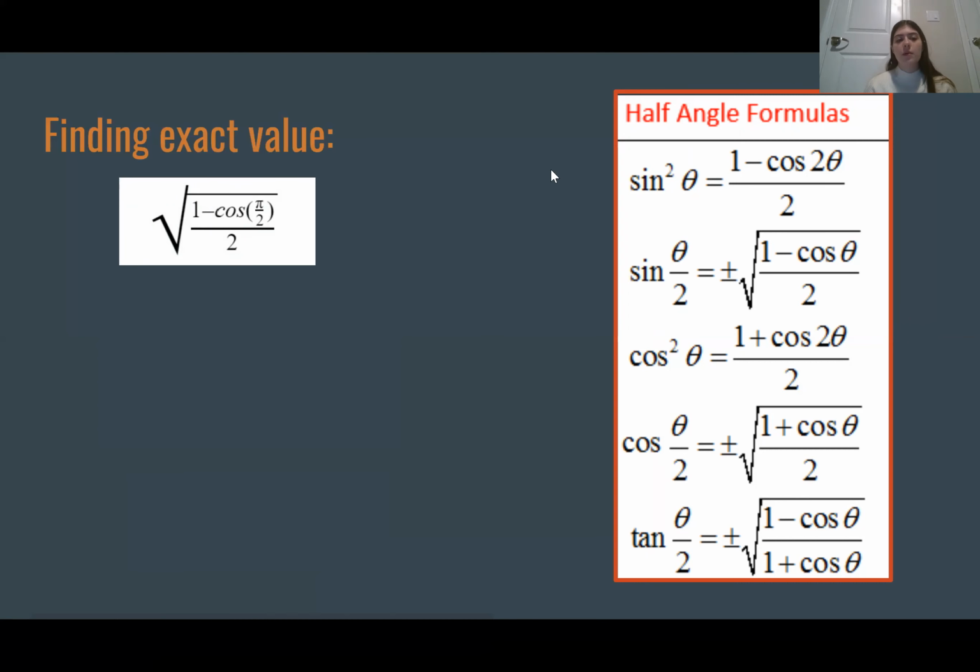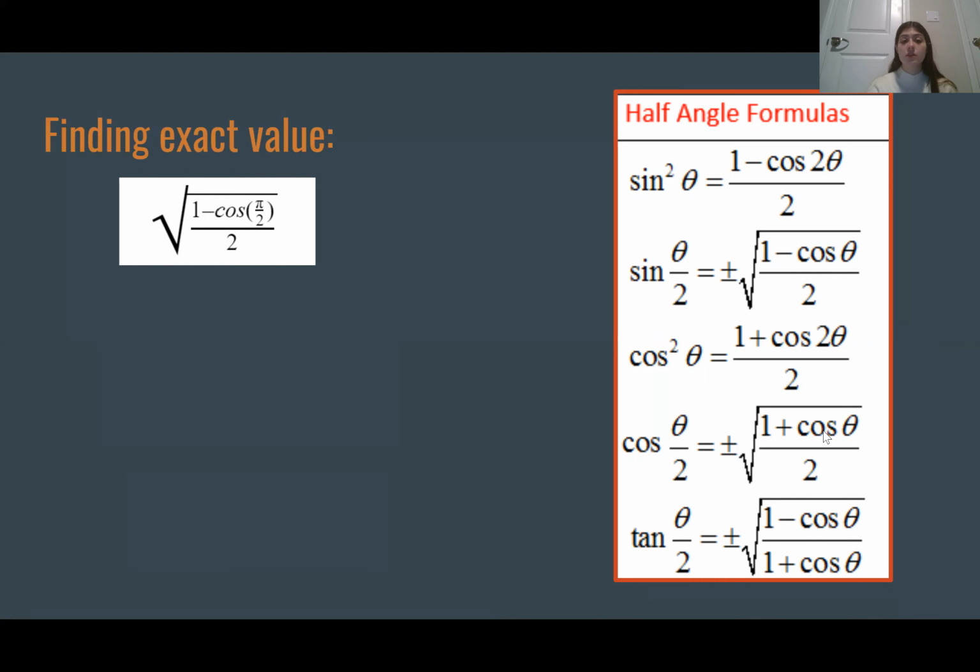Let's say we're given this problem right here, the square root of 1 minus cosine of pi over 2, divided by 2. Let's try to find this. We've got a square root, so we're going to be looking at either this first one, this fourth one, or this last one. And then we've got 1 minus cosine theta, where theta is pi over 2 radians, so 1 minus cosine over 2. Right here, this is 1 minus cosine.